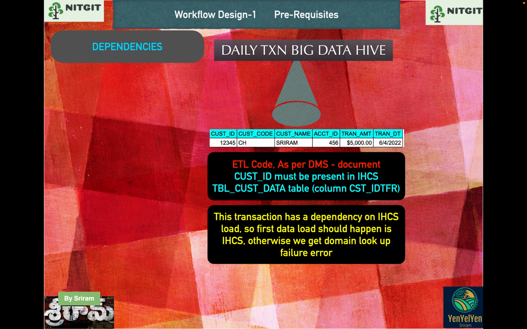Then what will happen? Customer ID 12345 will go into the lookup and check in the IHCS table, where it is not present. The customer ID is not present, so there will be an error and it will not go into a fact table or dimension table. That's the problem. So that's where the dependency comes in. So you have to find that out.